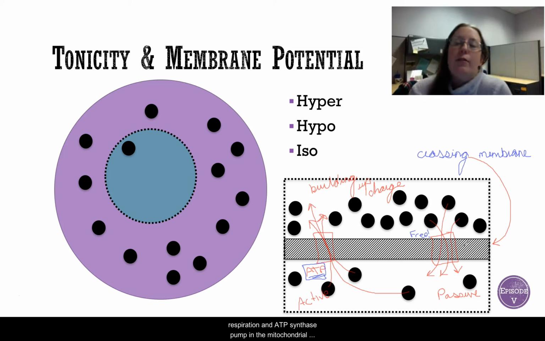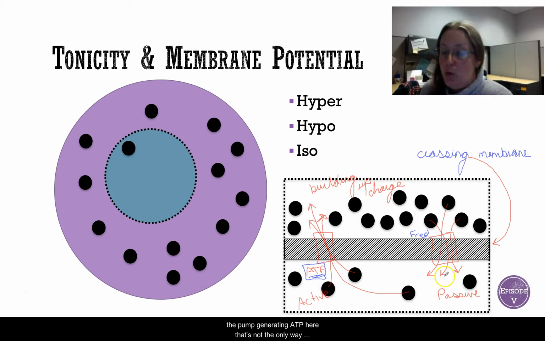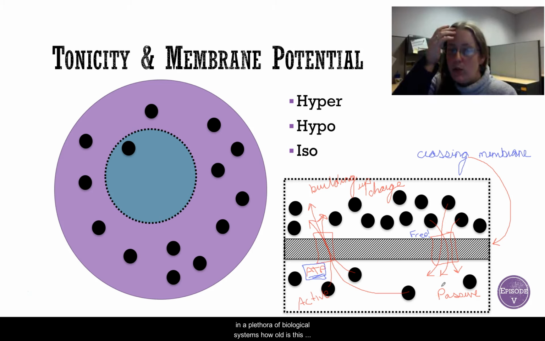We've discussed this fairly extensively when we discussed cellular respiration and the ATP synthase pump in the mitochondrial membrane. What we were dealing with there using electron transport chains was a way to constantly build up additional hydrogen ion concentration on one side of the membrane. Then at the ATP synthase on the other edge, you had a passive channel that allowed those hydrogen ions to move back through, actually running the pump, generating ATP here. That's not the only way that this can be used. Membrane potentials are used in a plethora of biological systems.